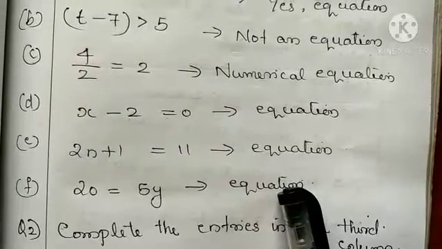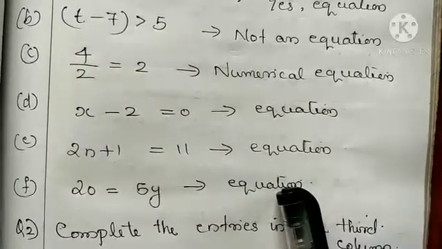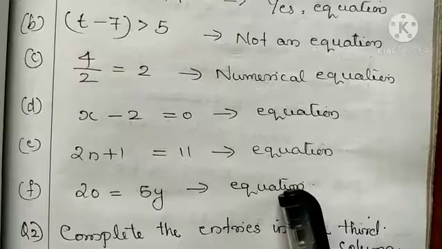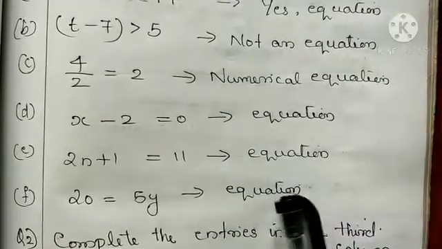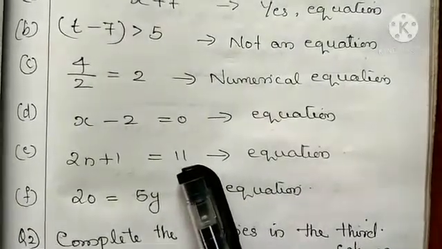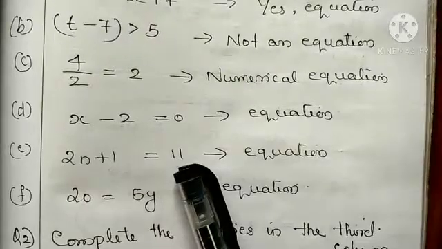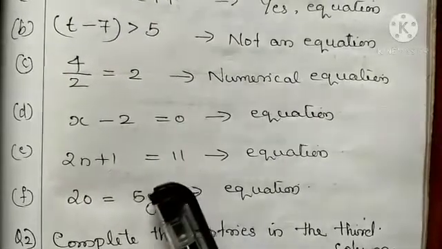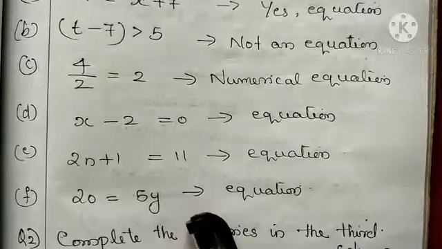So children, you understood how we can decide whether the given statements are equations or not. There should be an equal sign. One or two variables may come. Here we introduce the equations with one variable only.